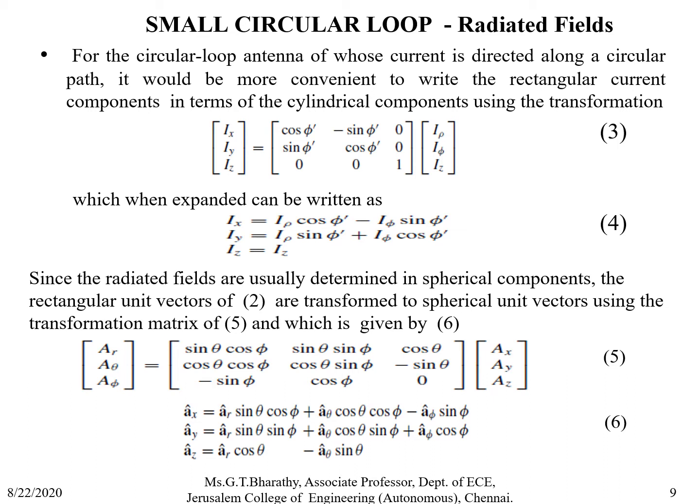the unit vector a x is equal to a r sin theta cos phi plus a theta cos theta cos phi minus a phi sin phi. Similarly, a y is equal to a r sin theta sin phi plus a theta cos theta sin phi plus a phi cos phi. a z is equal to a r cos theta minus a theta sin theta. So using expression 5, we have converted the rectangular unit vectors into the corresponding spherical unit vectors.